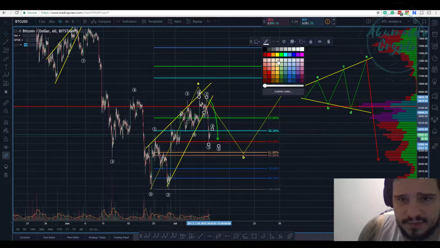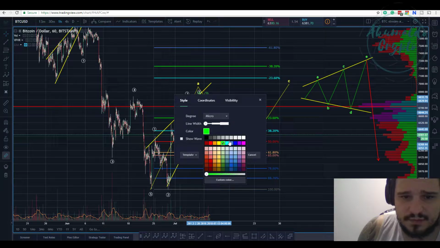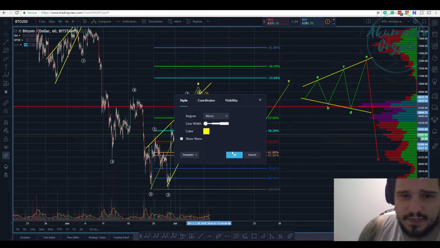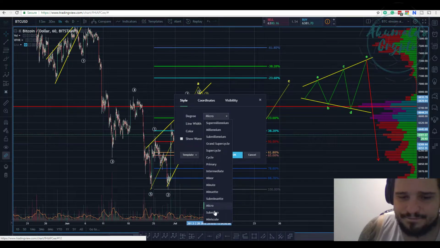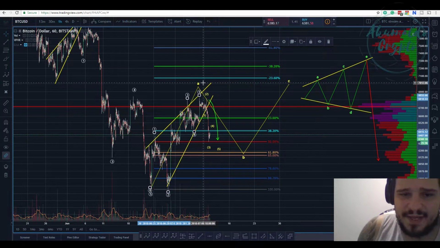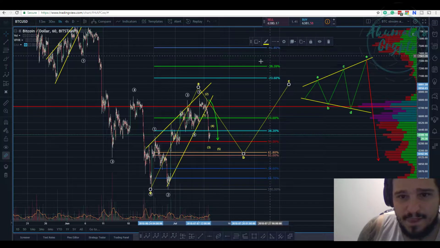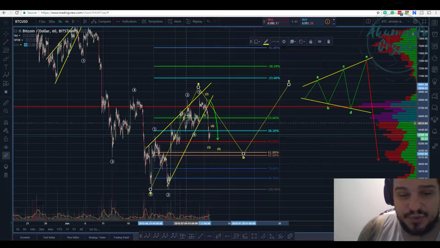Let me just change this color, greenish, something greenish. Let me put yellow. No, let me. Some micro, just because I don't know what's going on yet. So when we have a leading diag in a wave A corrective, we have 3, 3, 3, 3. Okay, that means that we have ABC 1, ABC 2, ABC 3, ABC 4, ABC 5.